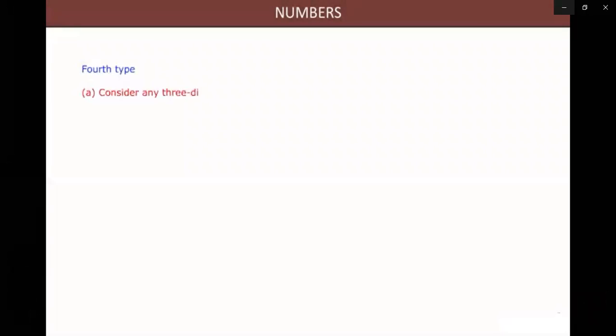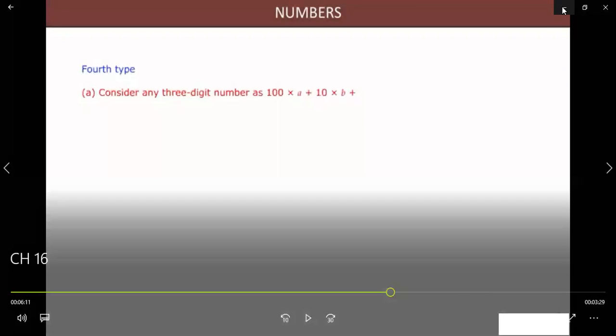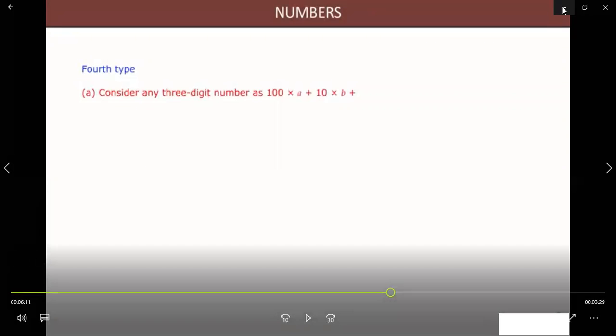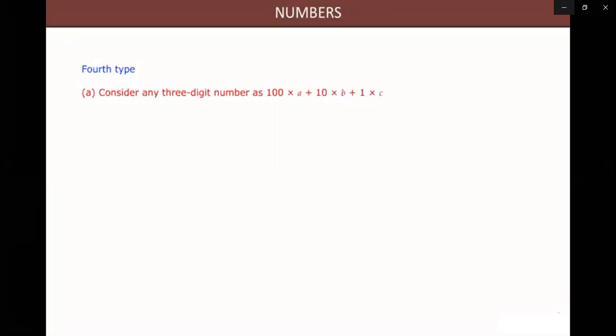Now we'll see the fourth type. Okay, so it is also based on a three-digit number. So let us consider any three-digit number, for example, 100A plus 10B plus C. Okay. Then second step. So for example, let us take ABC as 234.